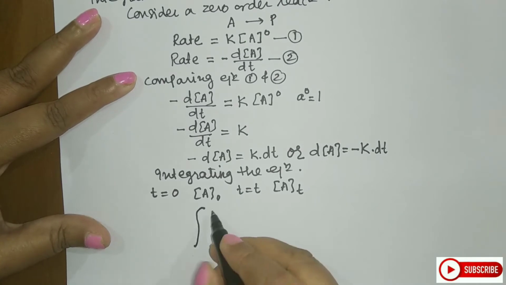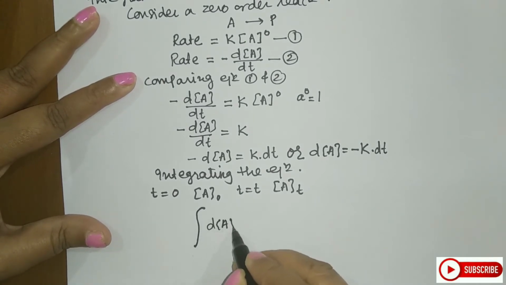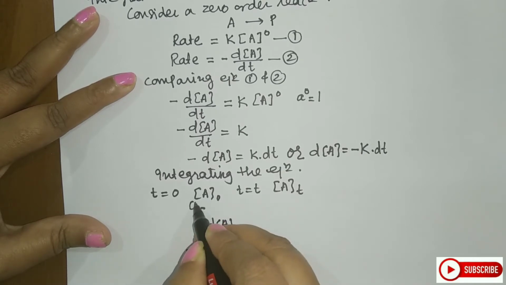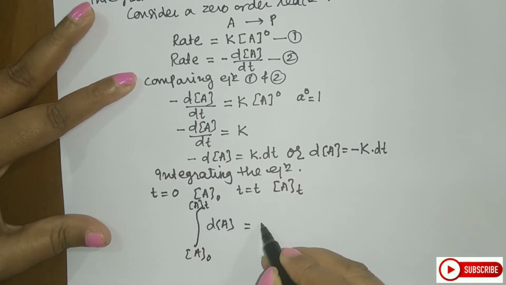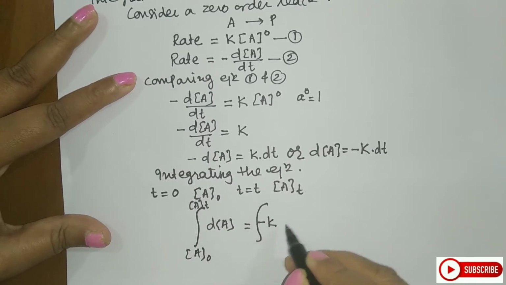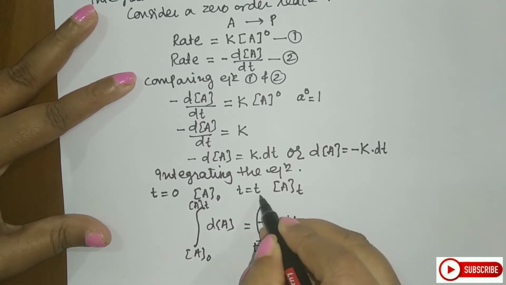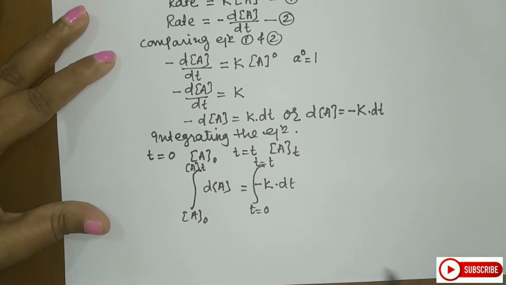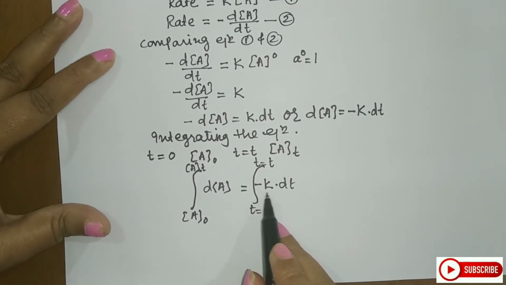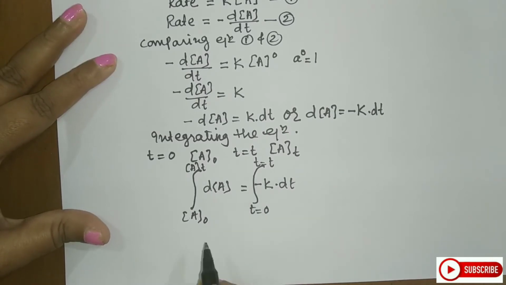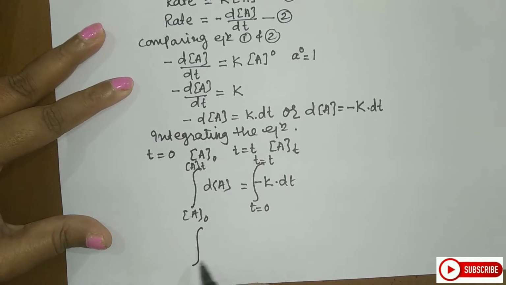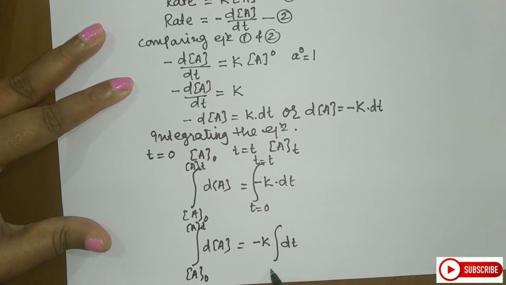So what you will get here is the integral of dA from A0 to At is equal to minus K dt from t equal to 0 to t equal to t. Students, you know that we never integrate a constant, so I will bring this constant outside the integration sign. So I will get the integral of dA from A0 to At is equal to minus K times the integral of dt from t equal to 0 to t equal to t.